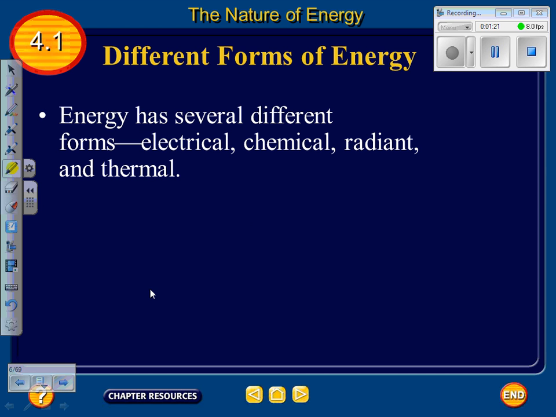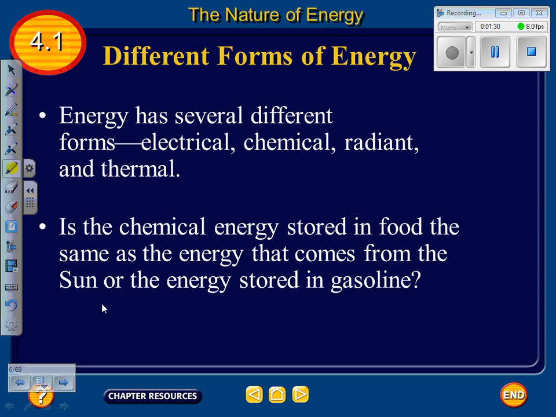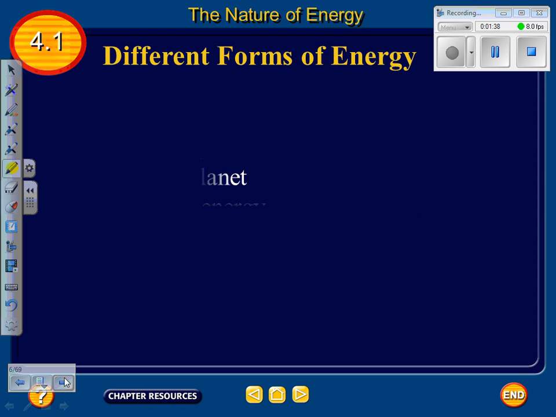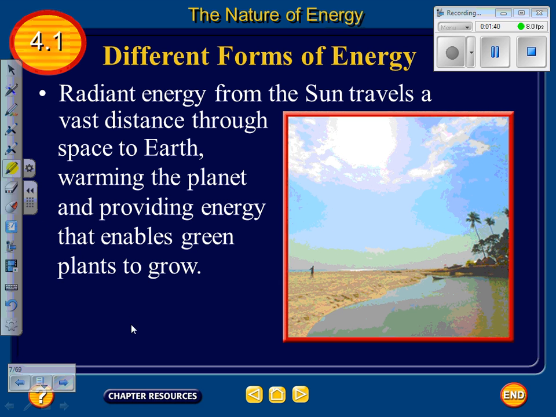Energy has several different forms, and the forms are electrical, chemical, radiant, and thermal. Is the chemical energy stored in food the same as the energy that comes from the sun or the energy stored in gasoline? Radiant energy from the sun travels a vast distance through space to Earth, warming the planet and providing energy that enables green plants to grow.